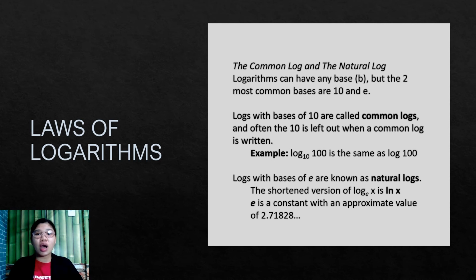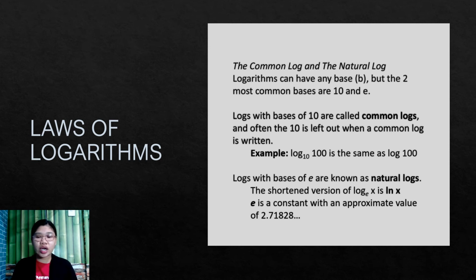So, we have the common log and the natural log. Logarithms can have any base, b, but there are two most common bases, which are 10 and e. Logarithms or logs with bases of 10 are called common logs. Often, the 10 is left out when a common log is written. So, log of 100 base 10 is also the same as log of 100.